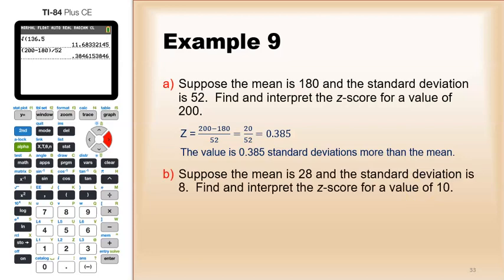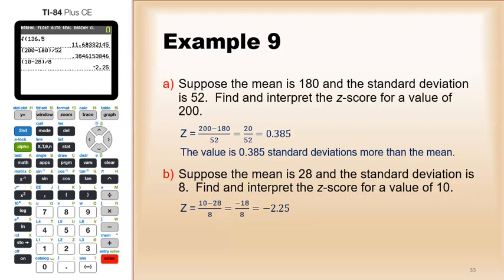Suppose the mean is 28 and the standard deviation is 8. Find and interpret a z-score for a value of 10. Well, in this case, the value is 10, the mean is 28, standard deviation is 8. So on my calculator, I'll start off with the value of 10 minus the mean of 28 in parentheses, divide by 8. And I see negative 2.25. So the z-score is negative 2.25.